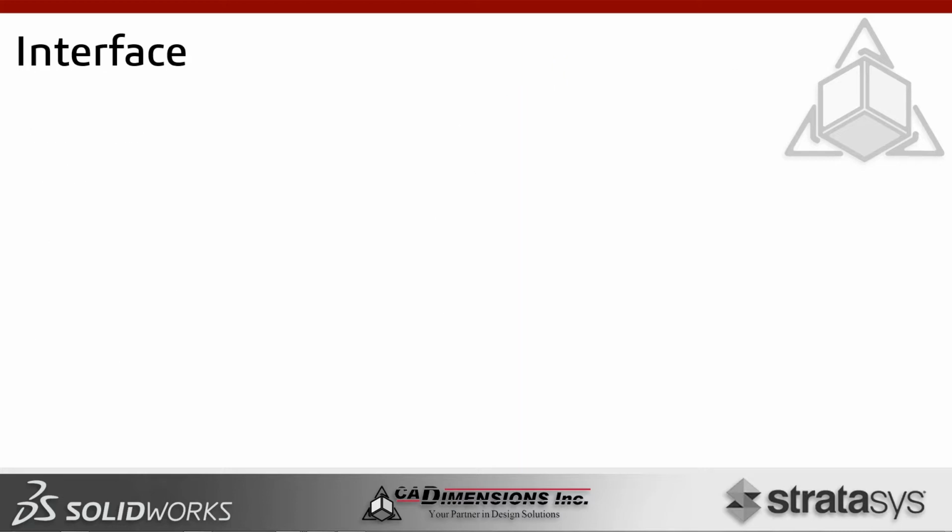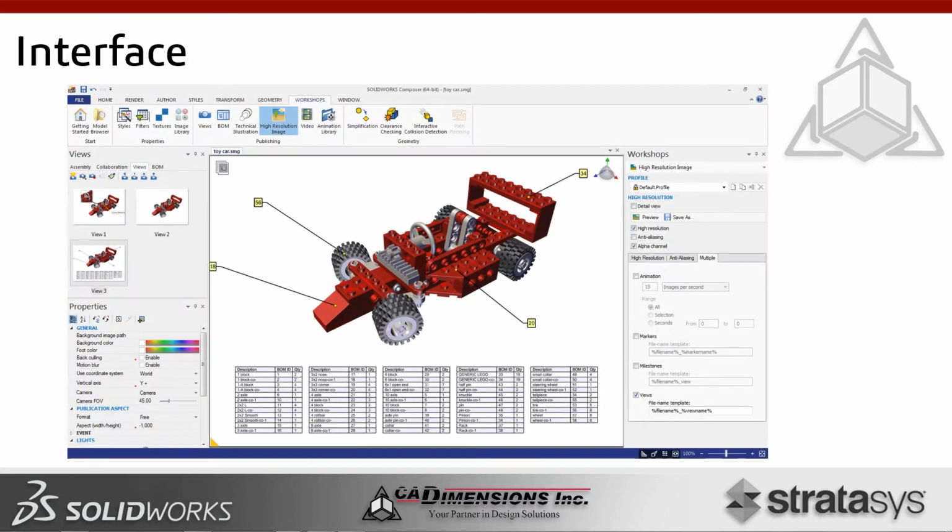All right, so let's get into talking about the interface. This is just a screenshot I grabbed from Composer, so I'm going to take you through this. Up at the top, we've got our ribbon menu. If you're familiar with SOLIDWORKS, you know that this is very, very similar. The only caveat is that the ribbon tabs are on the top instead of the bottom.